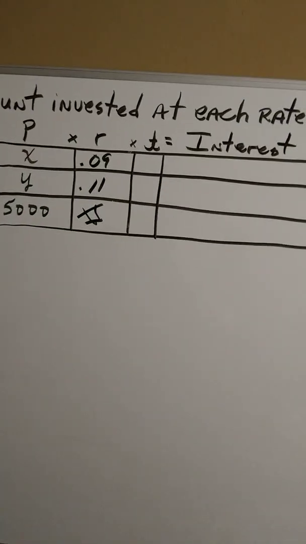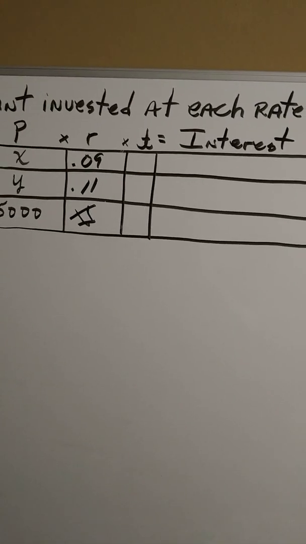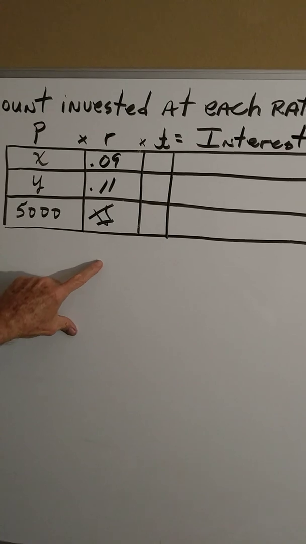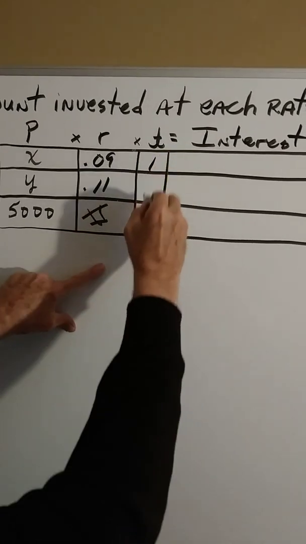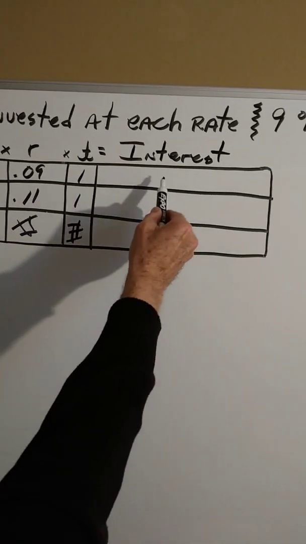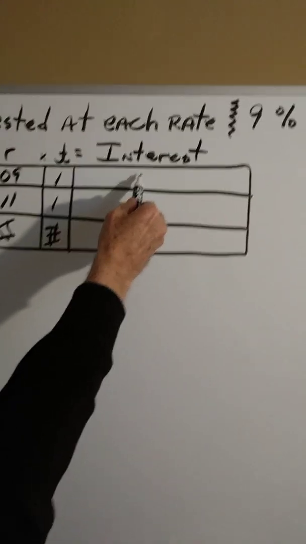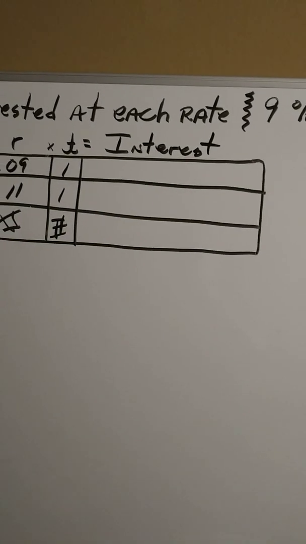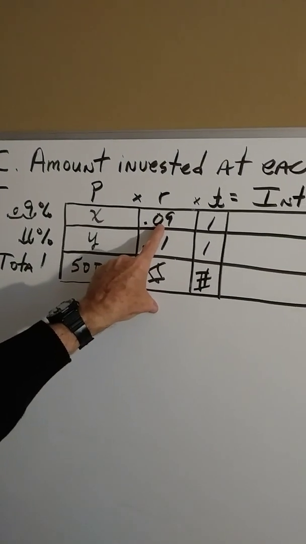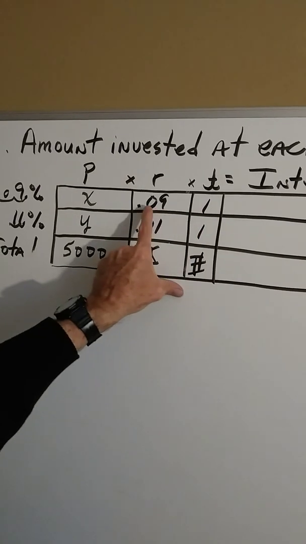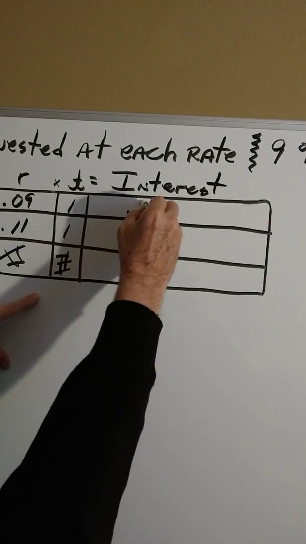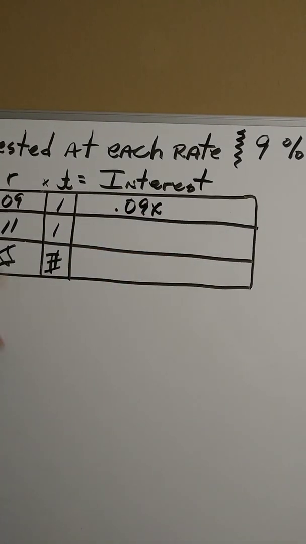Time, only going to be held in the account. The stipulation from the person that gave the inheritance was that you had to keep the money in the account for a year. 1, 1. Okay, let's write down the amount of interest that the people are going to be earning from the 9% account. Principal times rate times time: 0.09 times 1 times x, 0.09x.